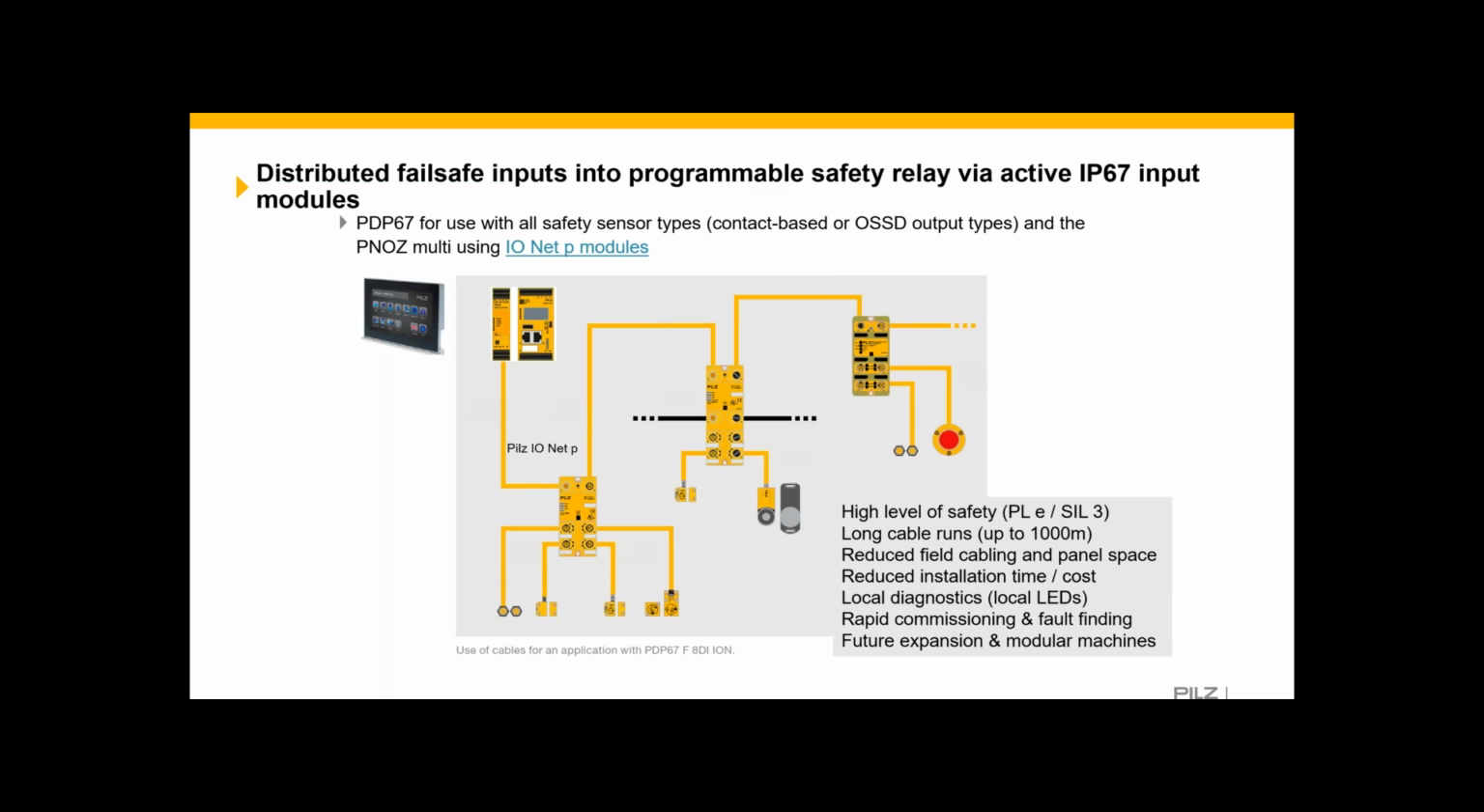And the PNOZ Multi using IO-Link modules, the benefit of this really is you've got a high level of safety up to PLE, SIL 3. You can use it for long cable runs up to 1,000 meters. You're reducing your field cabling and panel space. You can reduce your installation time and therefore costs. You've got local diagnostics via local LEDs, rapid commissioning, etc., and future expansion of your machines.